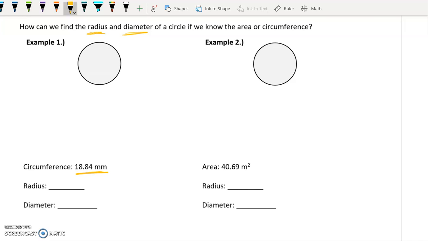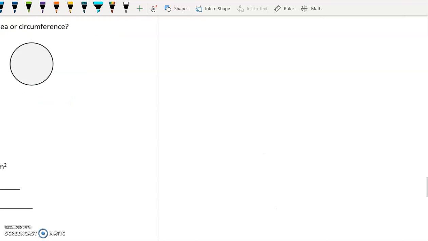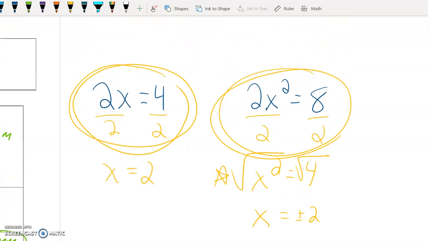So if I know the circumference, and we know the circumference formula to be circumference equals 3.14 times the diameter, there's my circumference formula. Let me go ahead and plug that in. So I'm going to have 18.84, that was my circumference, equals 3.14 times diameter. Now there's a lot of decimals in this, so it can be a little tricky, and you're like, well, what am I supposed to do? Come back over here and consider when I just had 2 times x equals 4.